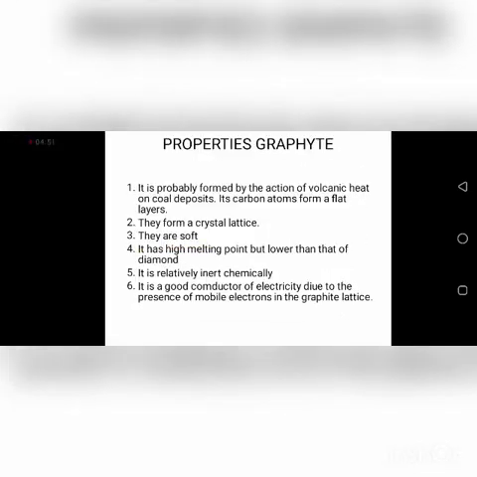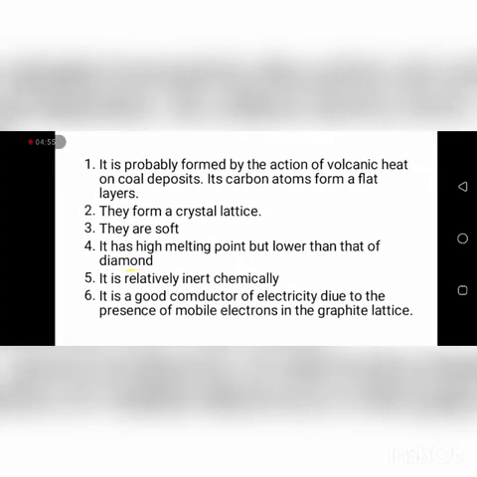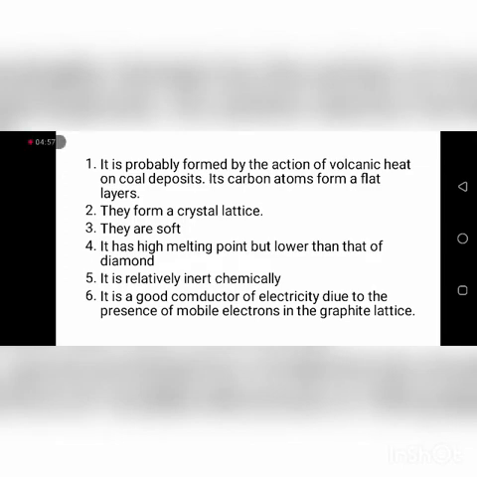Now, having understood diamond, let us look at graphite. It is probably formed by the action of volcanic heat on coal deposits. Its carbon atoms form flat layers. This is one of the properties and characteristics of graphite, so you will be able to distinguish between the properties of diamond and the properties of graphite.